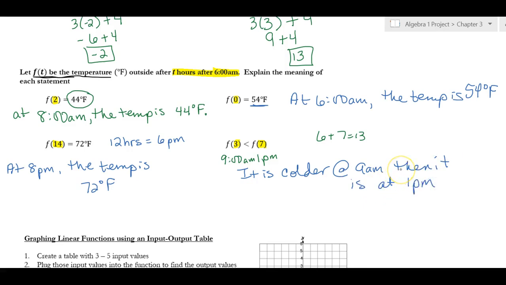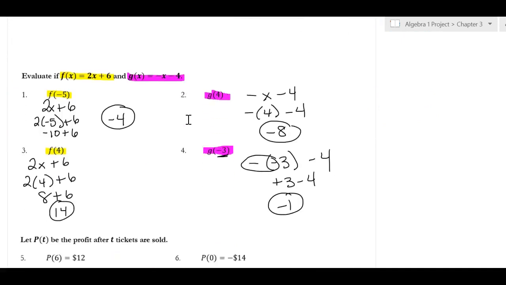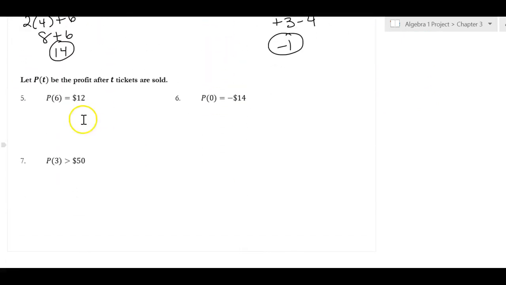Okay? All right, so now what we're going to do is you're going to go down and try the application problem that's like this down below in your notes. So for number 5 through 6, this time we are talking about profit, and T is tickets sold. Okay? So see if you can try 5 through 7, and when you're ready, press play.